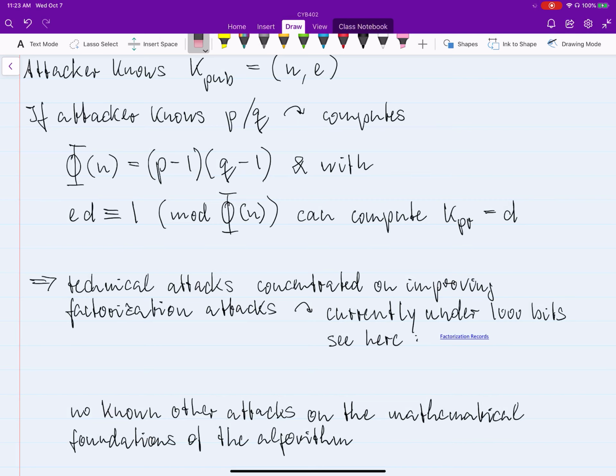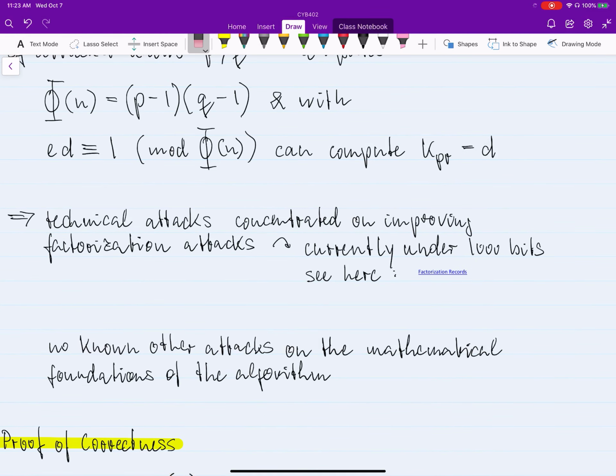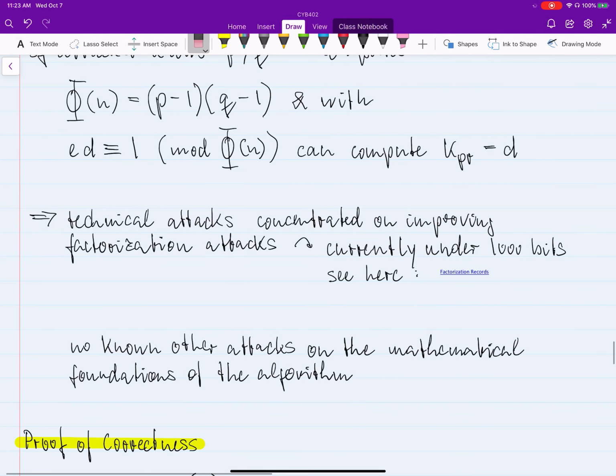Okay, so I provide a link here about factorization records which have been established so far. So there are no other mathematical attacks that we know of. Maybe somebody out there has a suspicion that there may be a shortcut, but nothing has been found so far officially. So the mathematical foundation of RSA seems to be relatively stable.